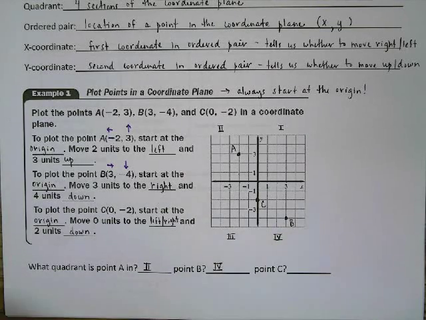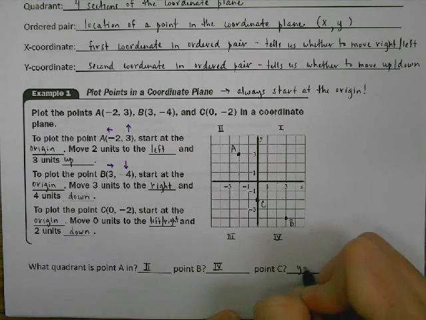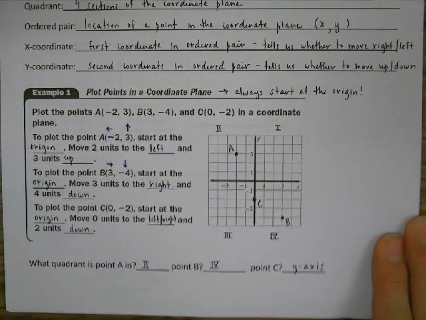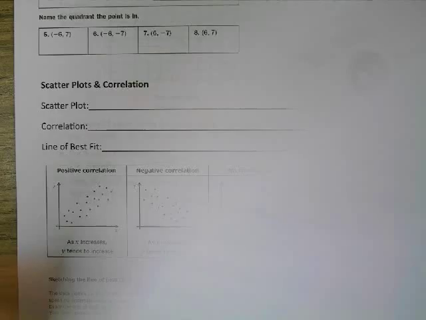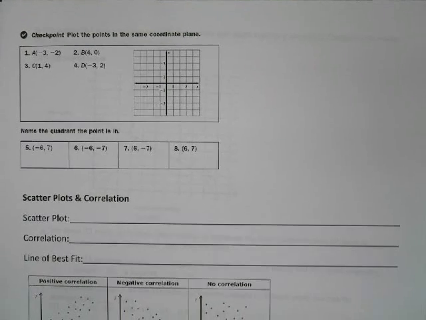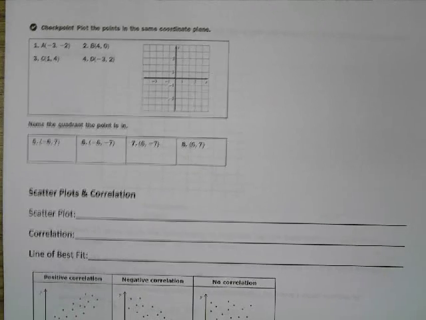Now with C, we have to be careful because it looks like it's right in between 3 and 4. But when that happens, we actually say point C is on the y-axis. It's not in a quadrant, but it's on the y-axis. All right, so let's go ahead and turn the page. Okay, here's a little checkpoint. Again, I would recommend pausing and then checking back to see if you're correct.